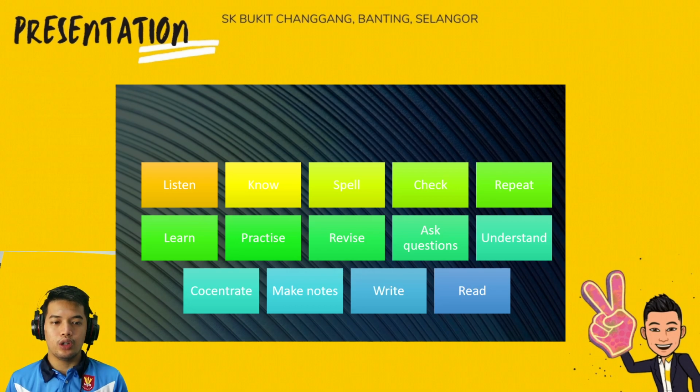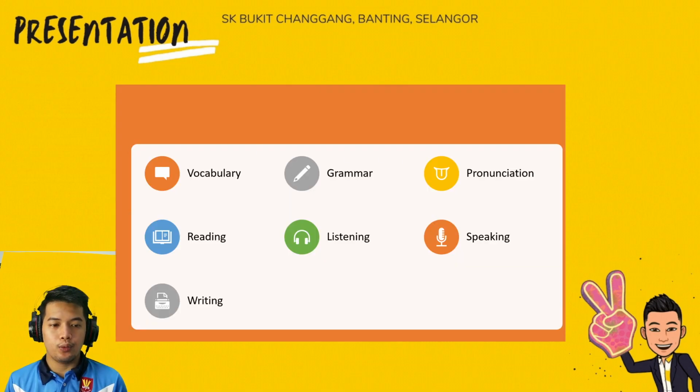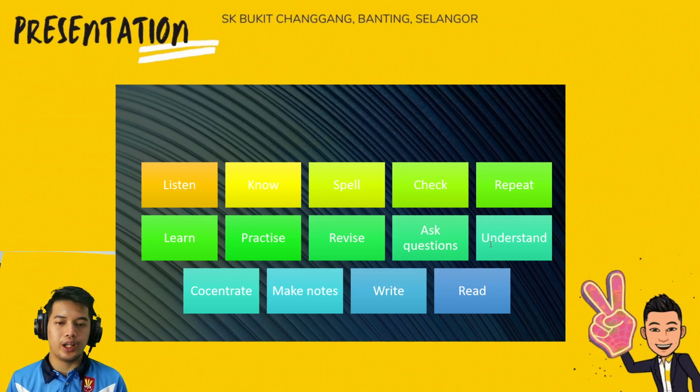So these 14 words you need to write down, we need to copy down in your E1, and then you need to translate these words into Malay. So we have 7 here and we have 14 here, so in total we have 21 words that you need to translate into Malay language.